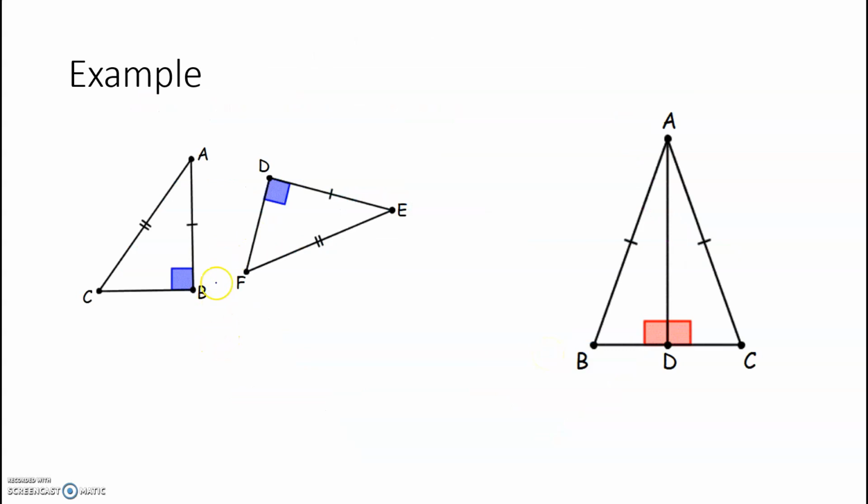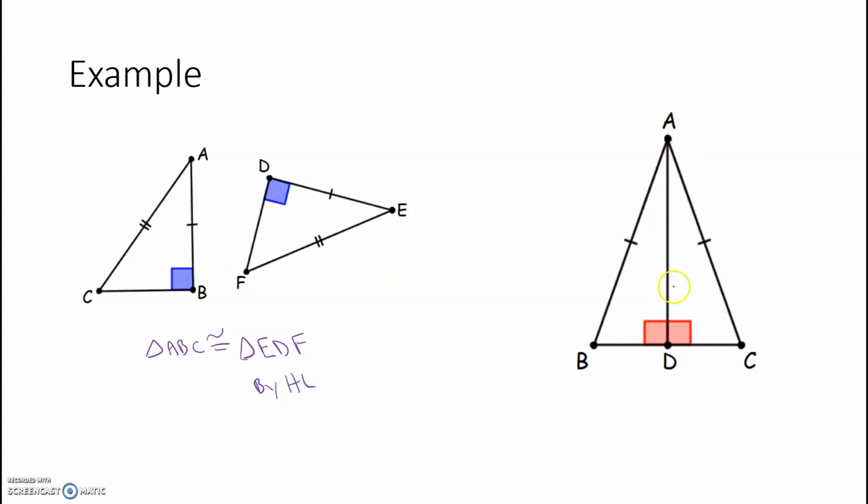Here, again, I see a hypotenuse in common and a leg in common. So I would say, yes, these are congruent. Let's write our congruent statement. Triangle ABC is congruent to, what do we got? Triangle E goes with A, D goes with B, F, by hypotenuse leg.